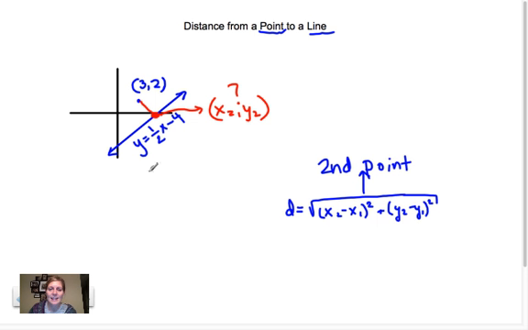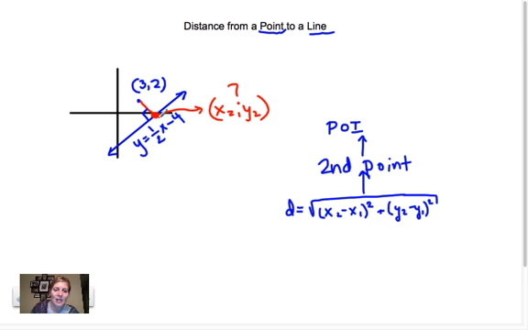And in order to get that second point, what we need to recognize is that this red line is going to intersect our given line at a perpendicular angle. That gives us the shortest distance. So in order to find this second point, we need to find the point of intersection between the red line and the blue line. If I can find that point of intersection, then I've got the second point, and then I can use the distance formula. Well, how am I going to find that point of intersection?